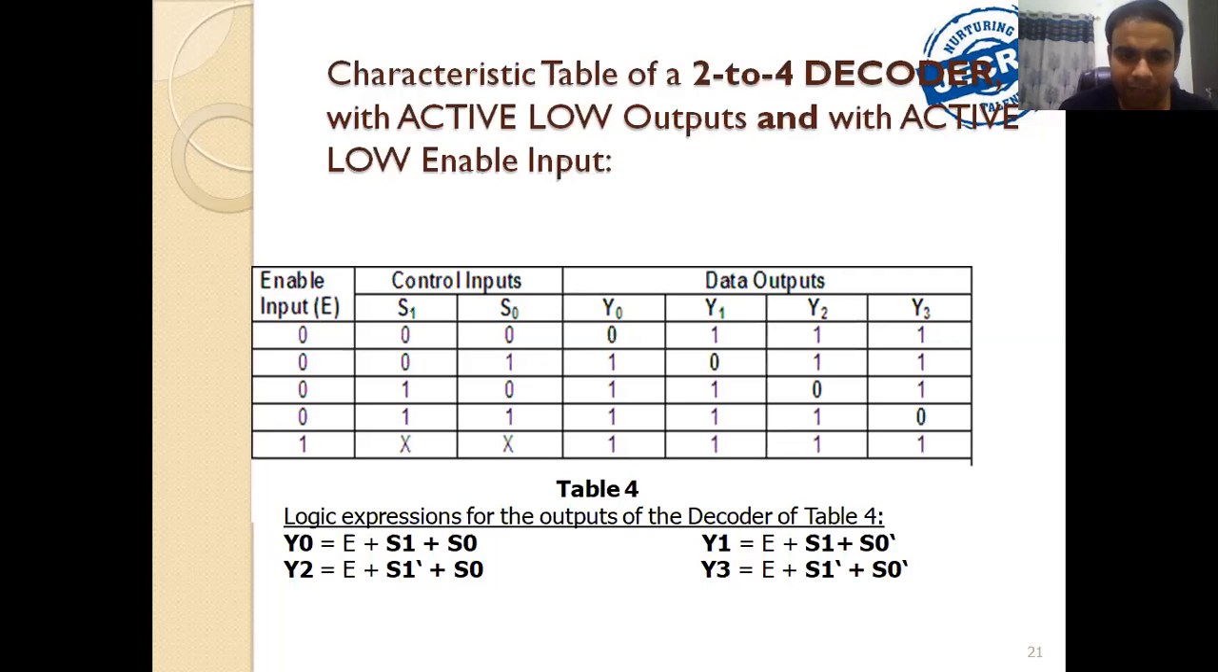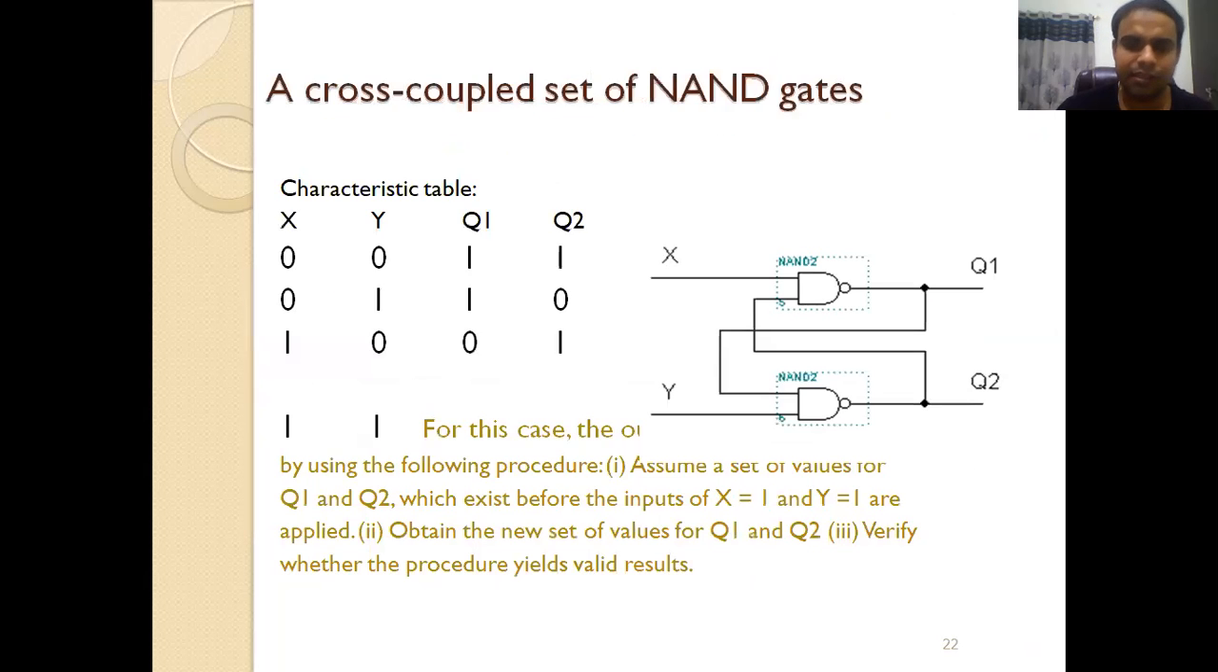In the same way, for the case of 0, 1 with enable 0, the output will appear at Y1 in the form of 0, and all other outputs are 1 because of the low state output. Using this table we form the equations of Y0, Y1, Y2, Y3, that is E plus S1 plus S0, E plus S1 plus S0', E plus S1' plus S0, and E plus S1' plus S0'.